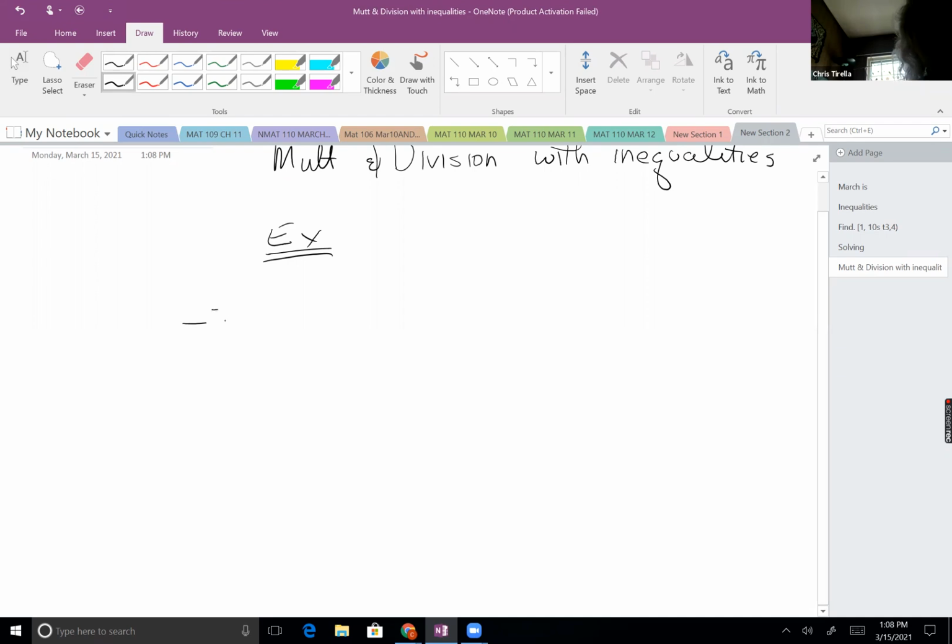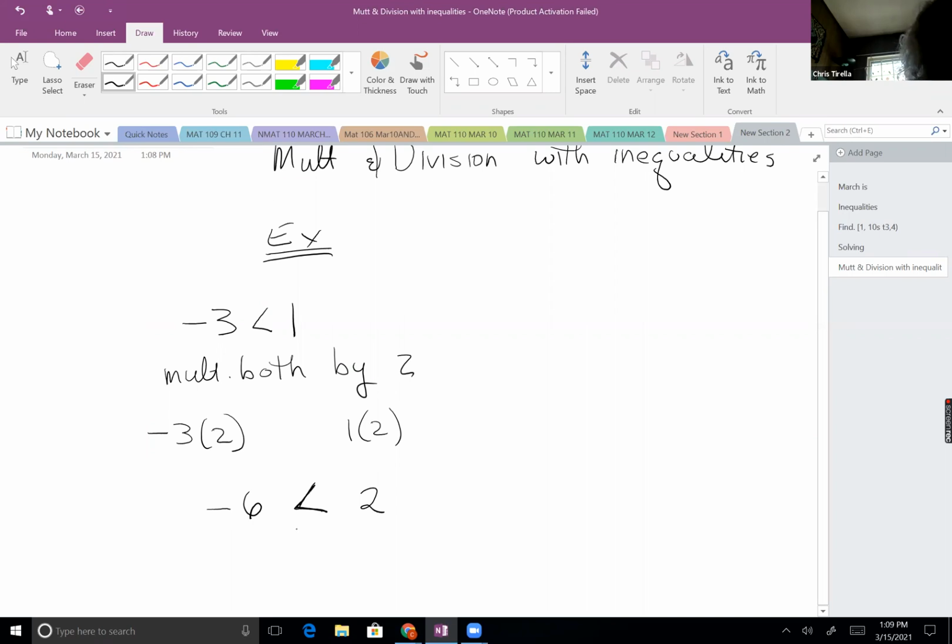Let's say negative 3 is less than 1. Is everybody all right? A negative is less than a positive. Now, if I go through and multiply both sides by, let's say, 2. On the left, I'd have negative 3 times 2. On the right, I'd have 1 times 2. And that would give me negative 6 and 2. And you notice that that negative result is still less than the positive result.